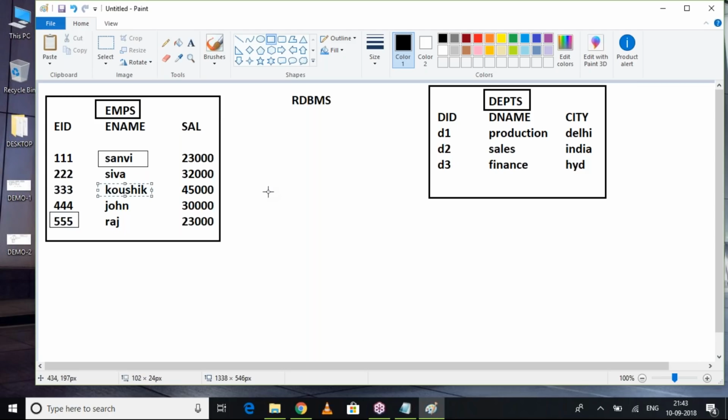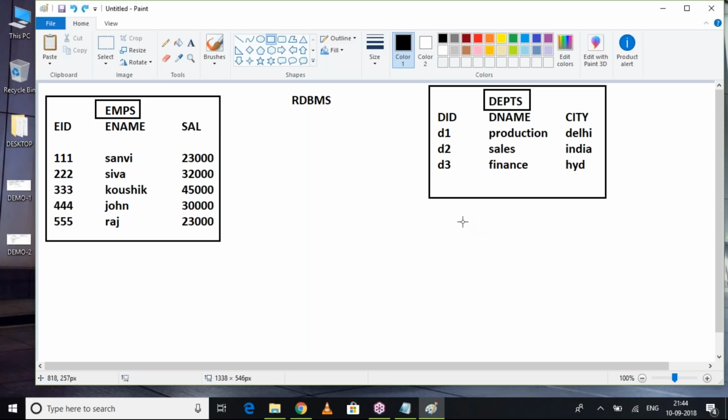We don't know. So we are missing information. From the department table, we are unable to get employee information, but a department has employees. From the employee table, we are unable to get department information, but each employee should work under some department. So we are missing information. I don't want to miss any information. I want to give complete and accurate data to the client.